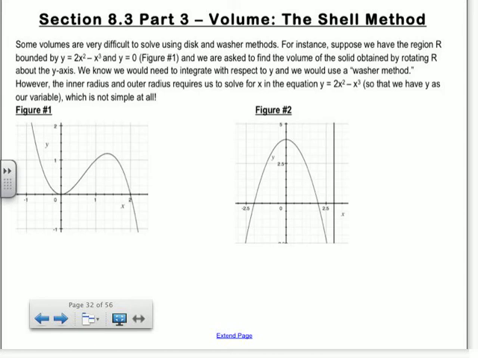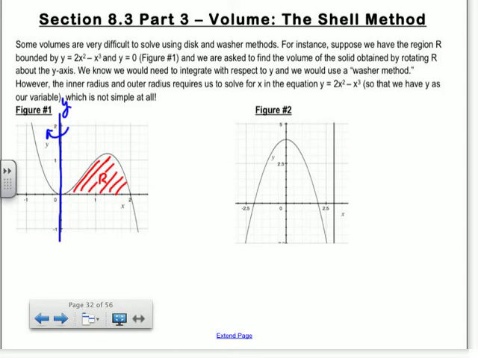Okay, so this says sometimes volumes are very difficult to solve using disk and washer methods. For instance, suppose we have the region R bounded by y equals 2x squared minus x cubed and y equals 0. So we have this region right here. We're going to call it R. And we're asked to find the volume of the solid obtained by rotating R about the y-axis. So we're going to go around this axis. Can you guys visualize what shape is created? Those of you that bake might call it a bundt cake. It looks like a bundt cake.